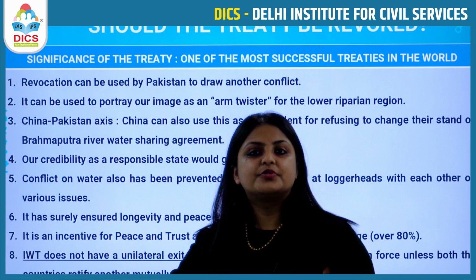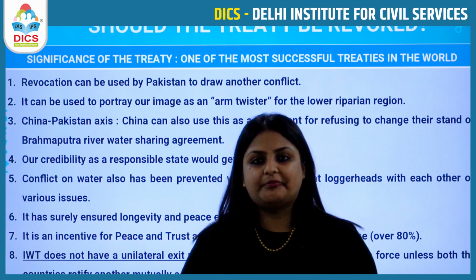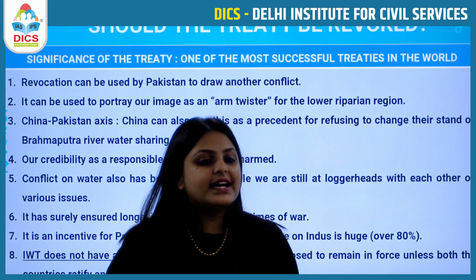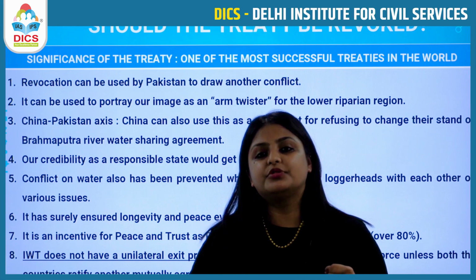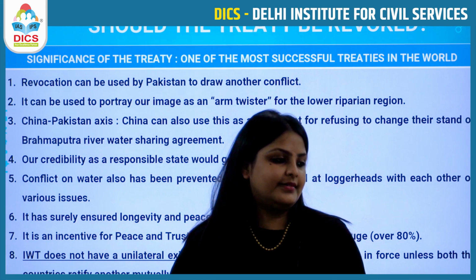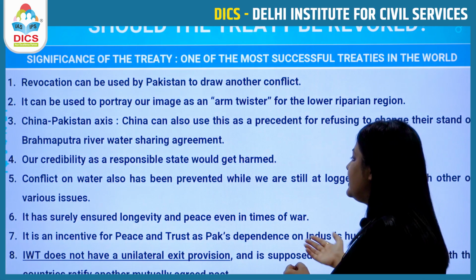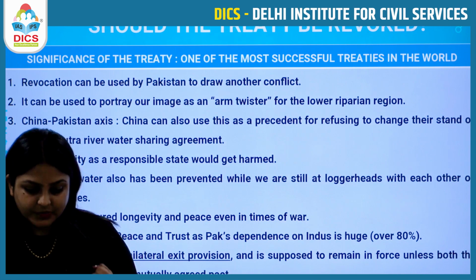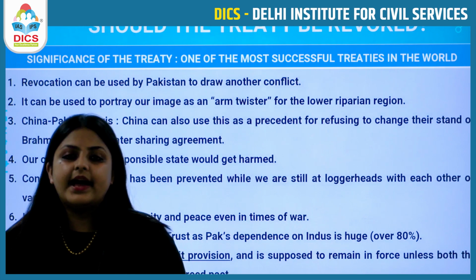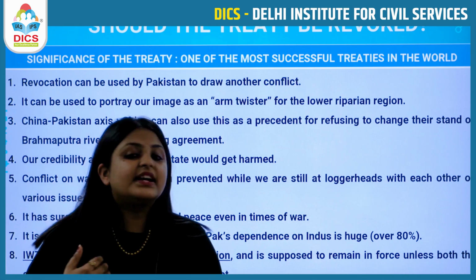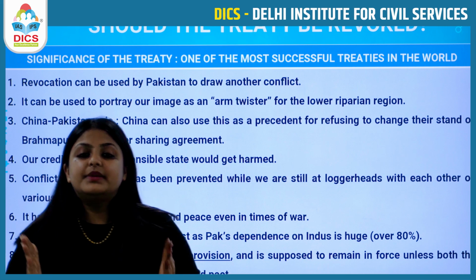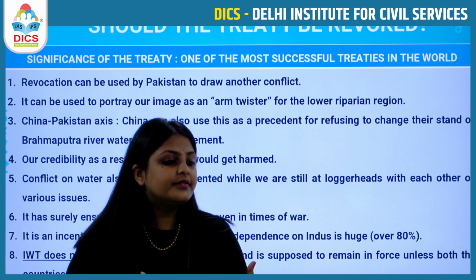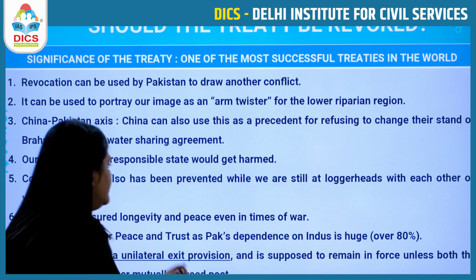Despite all of these disputes, IWT has still stood the test of time, which is very positive. It is probably the last link between both the countries, a last link that can actually mend the relationship between both the countries. That's how optimistic we must be, right? Okay, what else? It is an incentive for peace and trust, as Pakistan's dependence on Indus is huge. So when we let them have their water, when we do not revoke the treaty, we are kind of instilling a sense of trust, meaning the relationship that currently has trust deficit in it, we can probably fill it with a trust surplus, right?